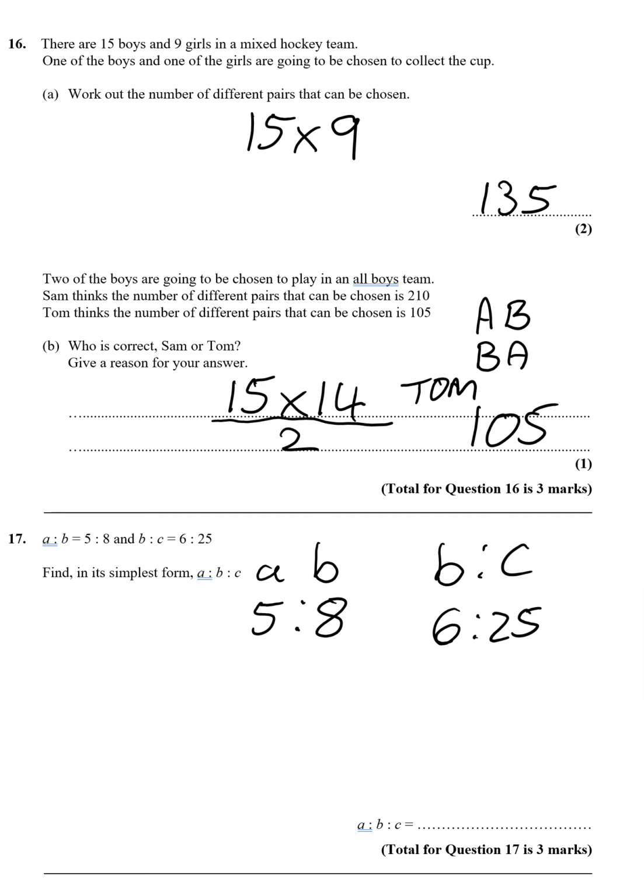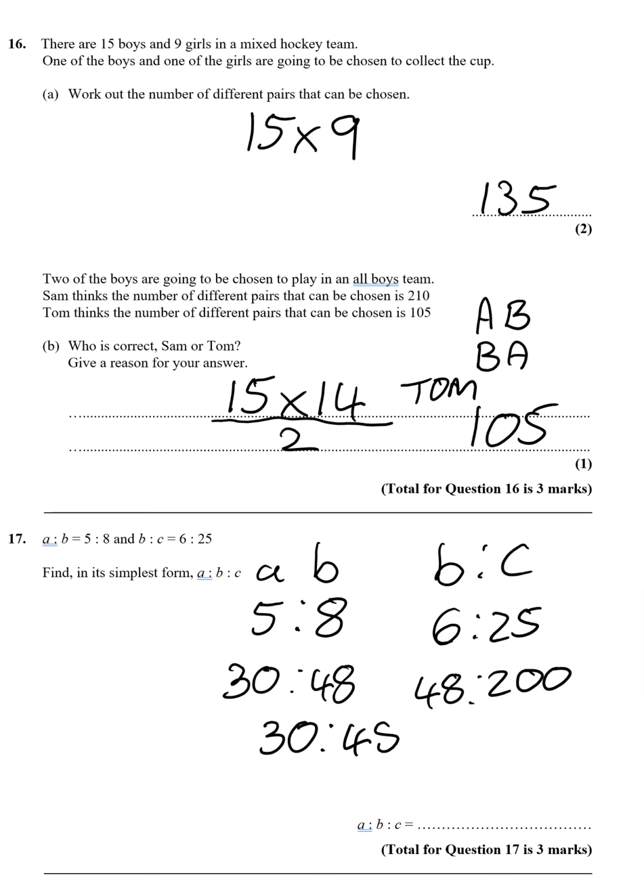So the obvious number is 48, because we can times this one by 6, still in the same ratio. We can times this one by 8, still in the same ratio. And now we can combine them, A, B, C. Now this was actually an exam question not that long ago. And all we now need to do is simplify it.